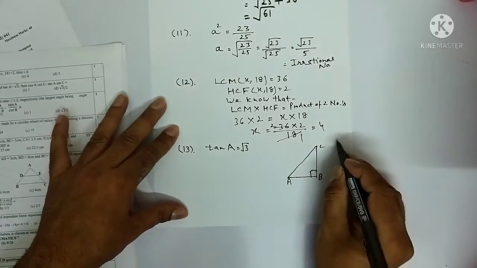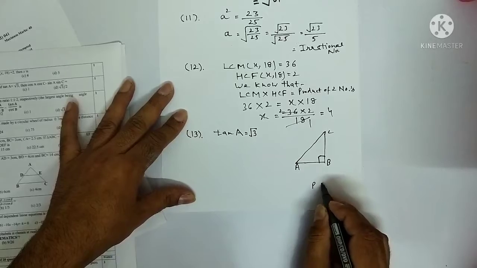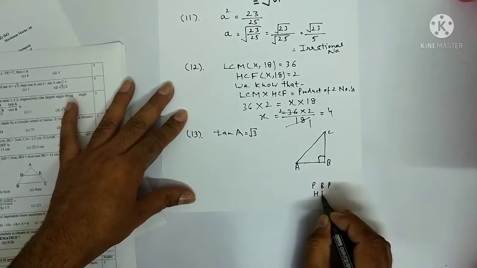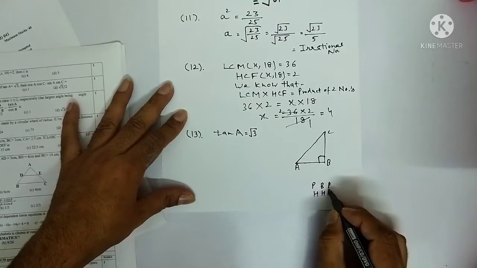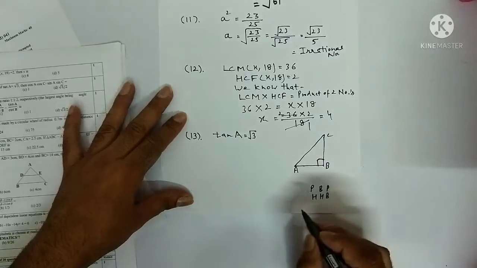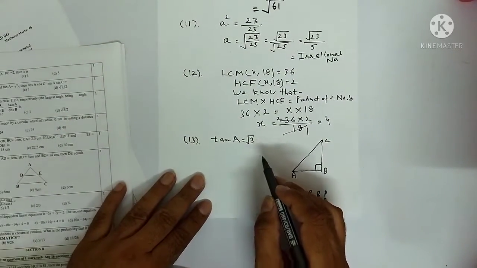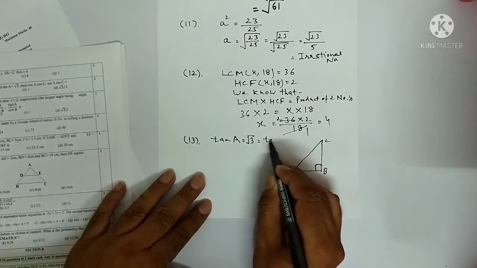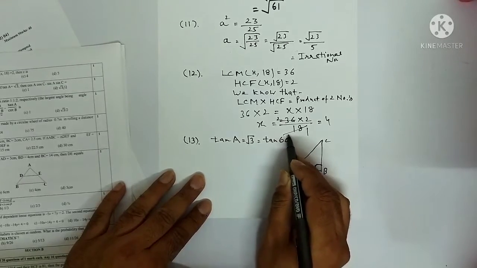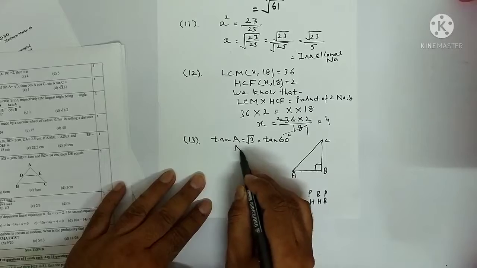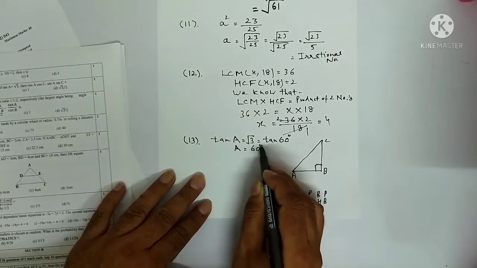You know this formula: PBP HHB, Pandit Badri Prasad Har Har Bole. This is sine, cos and tan. Perpendicular over base is called tan. And the value of tan is under root 3 at which angle? It is tan 60 degree. So if you compare, A will come out to be 60 degree.